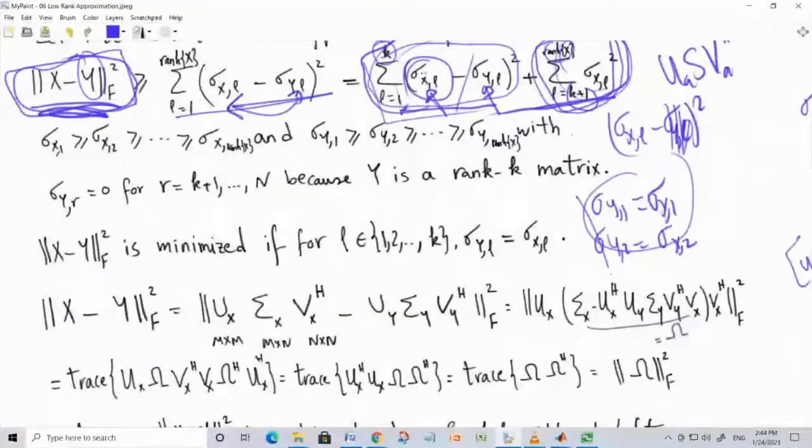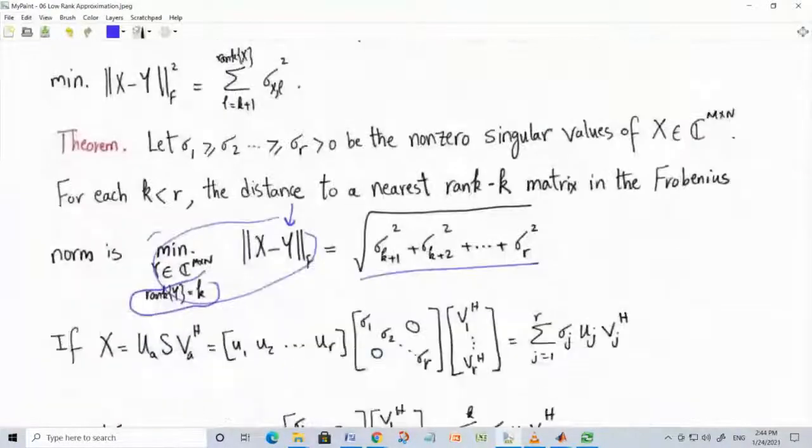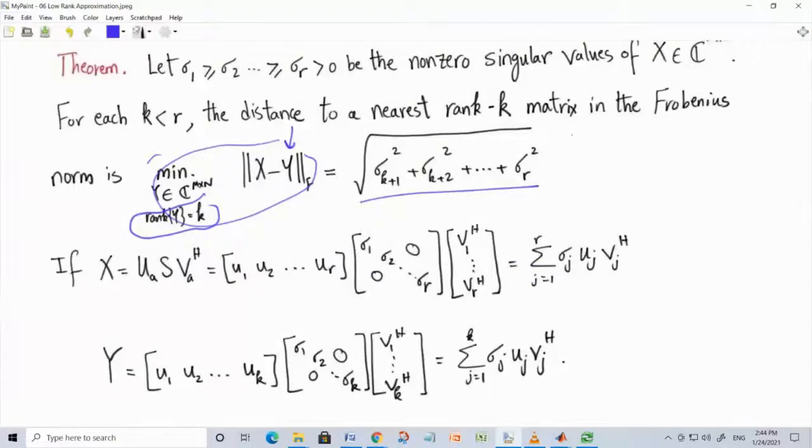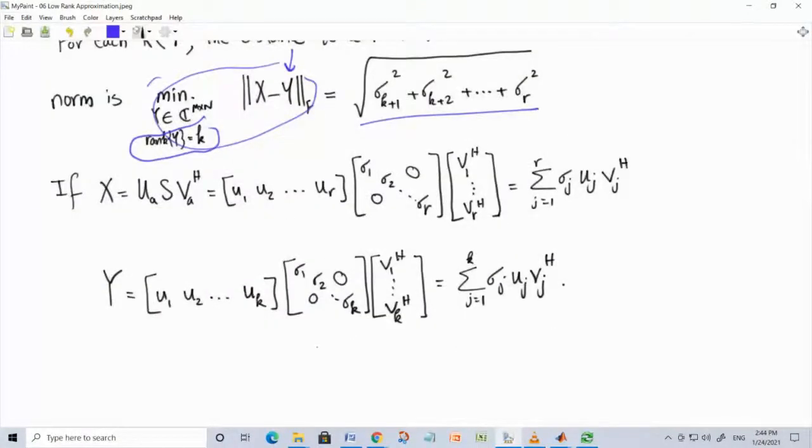Is this really the minimizer? Yes. Is this really the minimum value of the Frobenius norm? Yes, and the way of doing it is simply this. If this is the SVD of X, you copy it. You take those vectors, k of them, you take those vectors, k of them, and then you take the k largest singular values of matrix X. So this will be the solution.